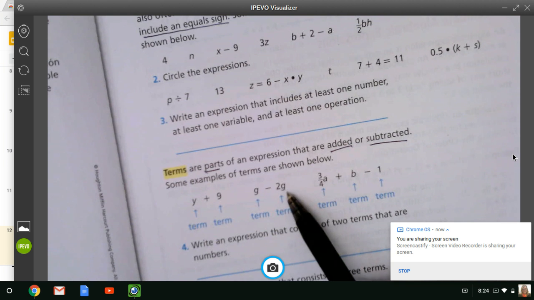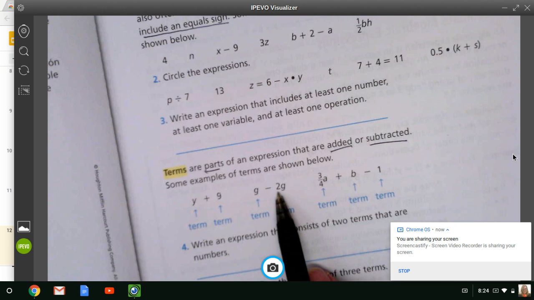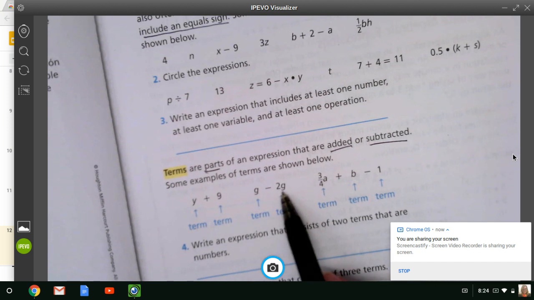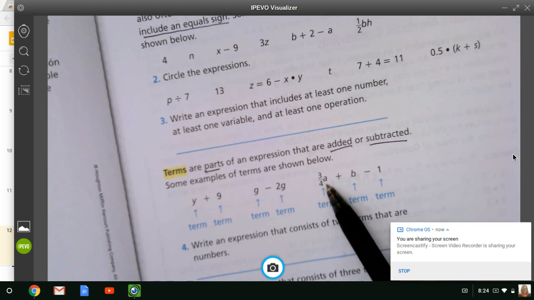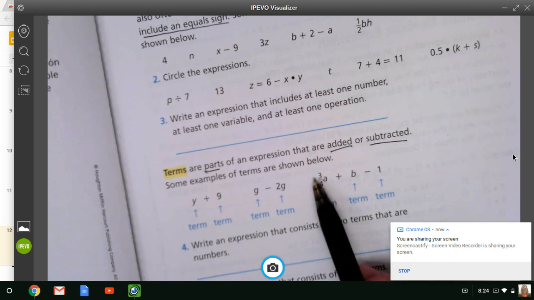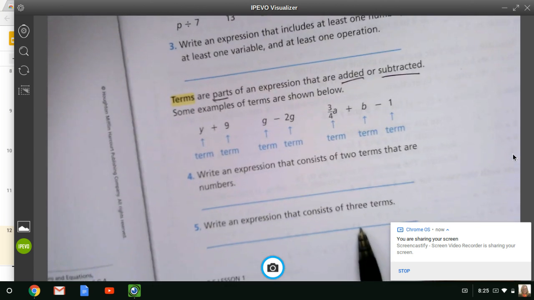G minus 2 times G. We have another term here, and 2 times G is considered one term together, being subtracted from G. It's like a combination. 3/4 of A plus B minus 1. Here we have one term, another, and another. So it's almost like the terms are what's in between your adding or subtracting symbols. Write an expression that consists of two terms that are numbers. Write an expression that consists of three terms.